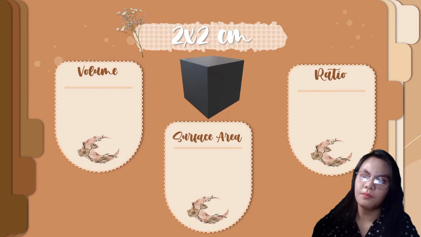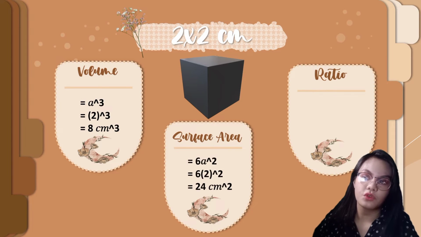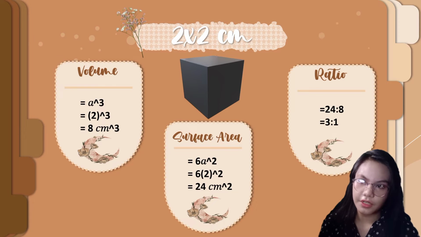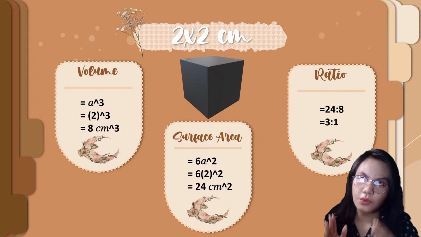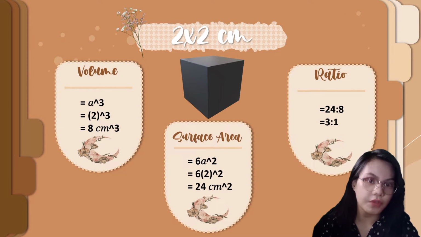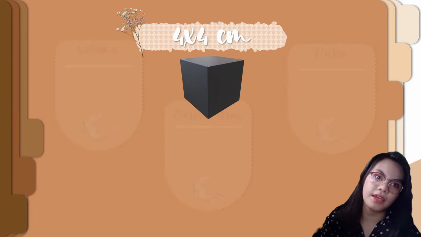Now let us have an example. We have a cube that has a dimension of 2 by 2. Its surface area is equivalent to 24 centimeters squared, while its volume is equivalent to 8 centimeters cubed. So its surface area to volume ratio is 3:1. Now let's have another example.